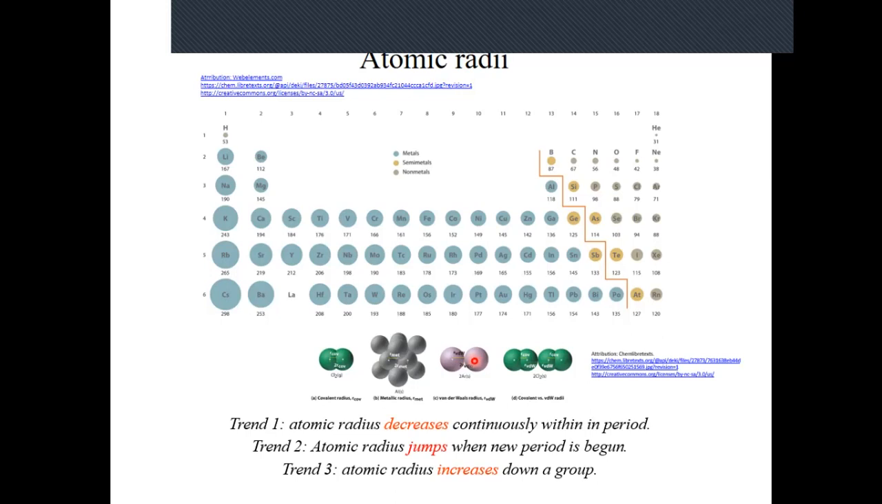Okay. So lastly, you can also define a metallic radius. That would then, however, apply only to metals, in which you would define the radius as half of the distance between two atoms within the metal. Okay, so when you talk about atomic radius, you always need to say which definition of atomic radius you use, so that you are not comparing apples and oranges.